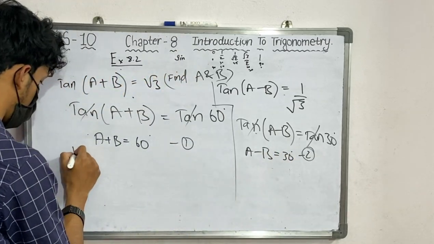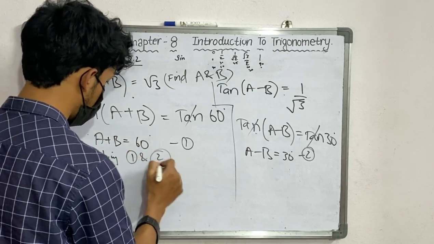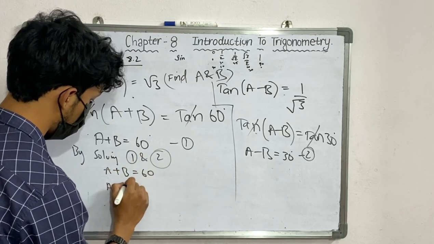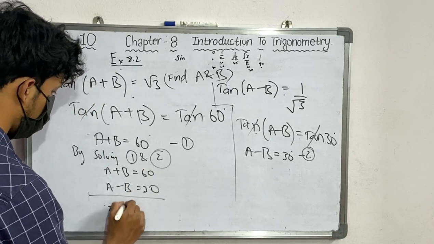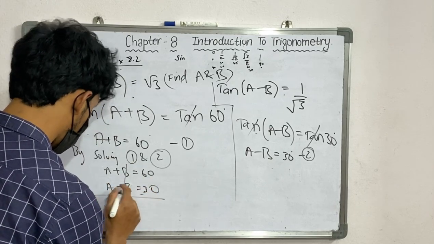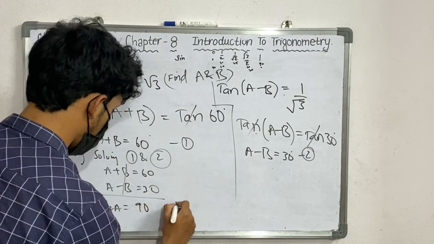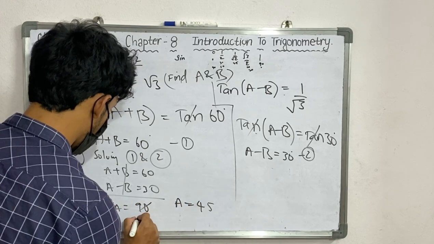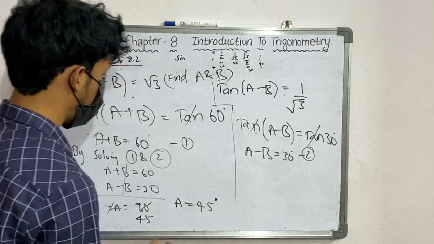By solving the first and second equations, we write A plus B is equal to 60, A minus B is equal to 30, and we will solve it. So it is 2A, the B terms get cancelled, and it is equal to 90, so A is equal to 45. So angle A is 45.